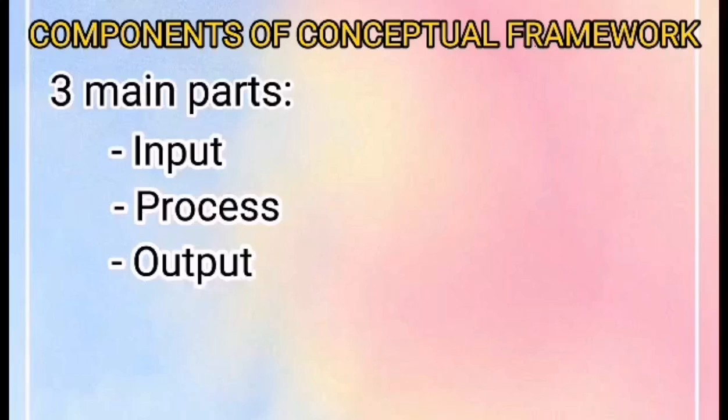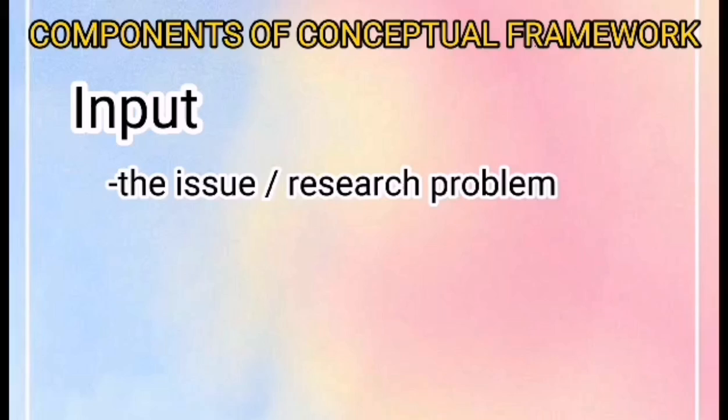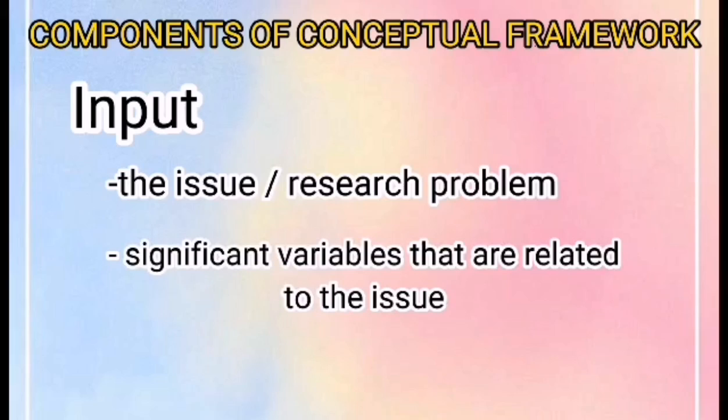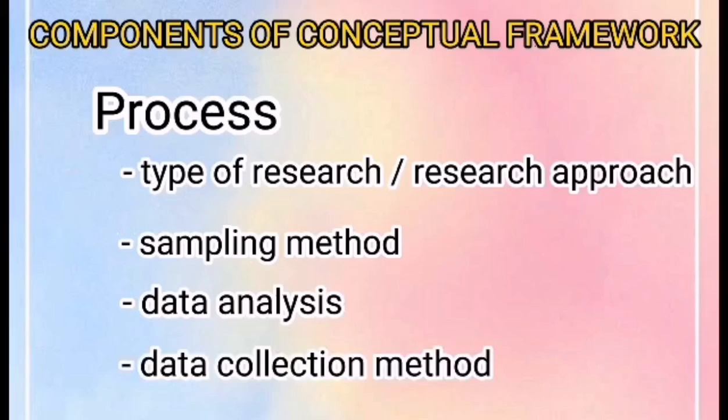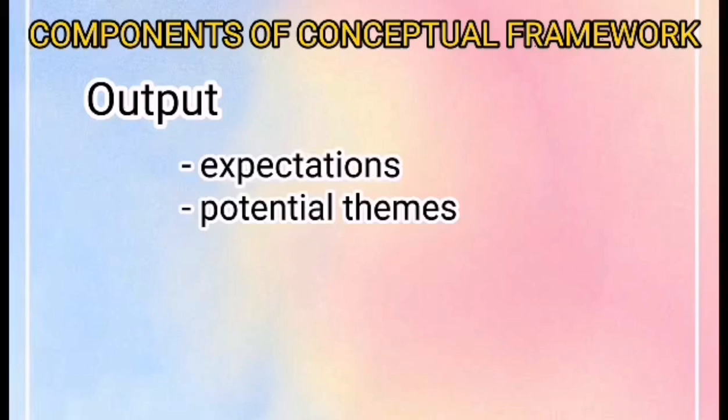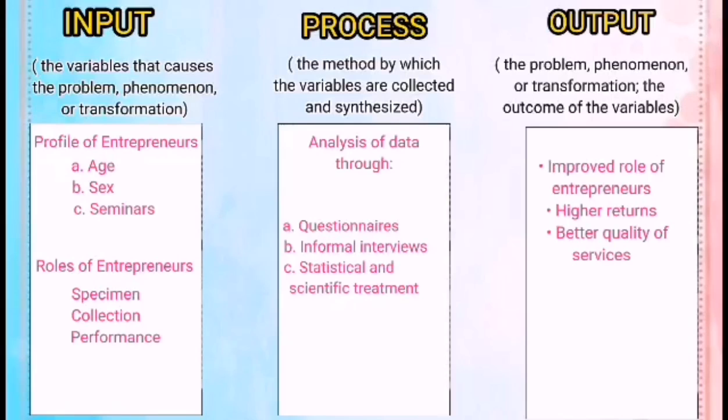Components of conceptual framework. The main parts: input, process, output. Research input contains the issue or research problem and significant variables that are related to the issue. Research process is where the researcher puts the type of research or research approach, sampling method, data analysis, and data collection method. Research output is where the researcher shows expectations, potential themes, and possible findings.